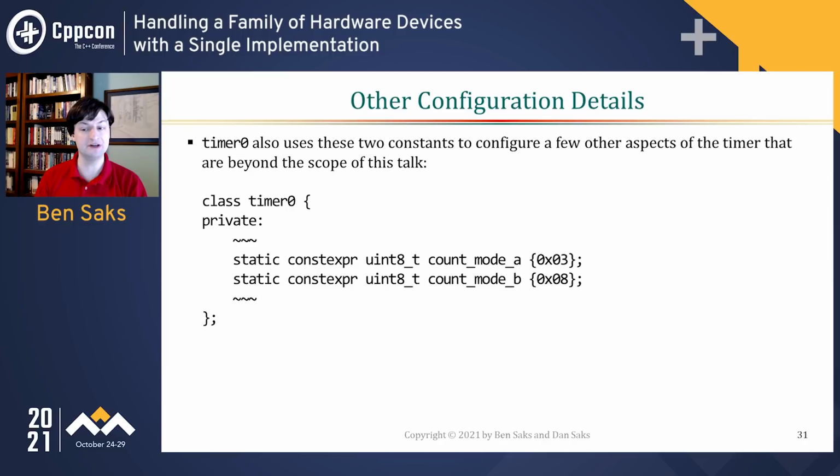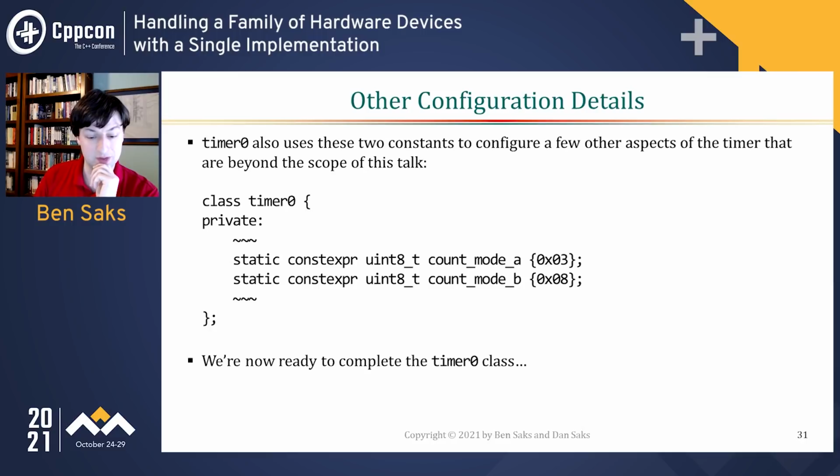One other thing, there are a couple of other configuration aspects of the timer. I mentioned that we're going to set up the timer so that it counts up to a configured maximum value. These two constants here are setting a few additional bits in timer registers, in the control registers A and B, that I'm just going to gloss over for the purposes of this talk. You can use them to configure the timer in other ways, but they're not really interesting for what we're trying to accomplish here.